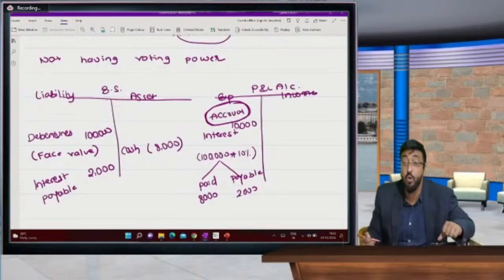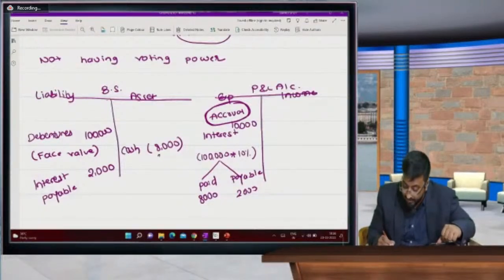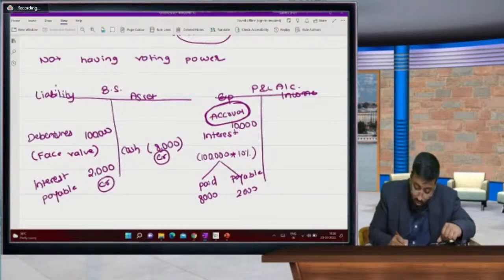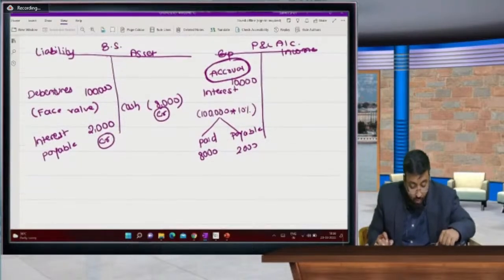Always based on which concept beta? Accrual concept. So paid 8,000, so your cash balance is reducing; it means it has a credit. And interest payable is also a credit balance, as you are aware. So now you can visualize this entry. Yes, beta Pooja, what is the problem with you?